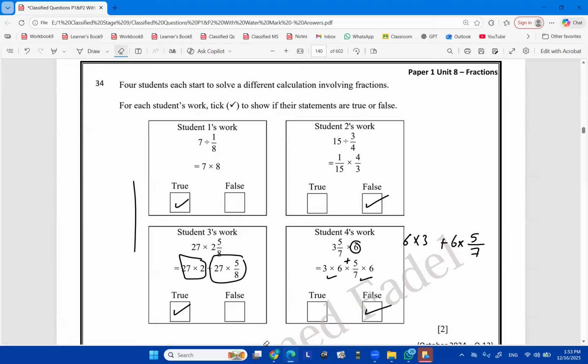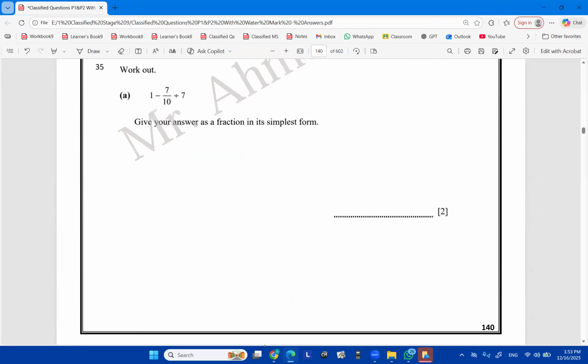Come on, erase this. Go down. Work out, and they want you to give your answer as a fraction in its simplest form. So, mister, I'm going to start with the division. So 1 minus 7 over 10, keep, multiplication, change, 1 over 7, flip.